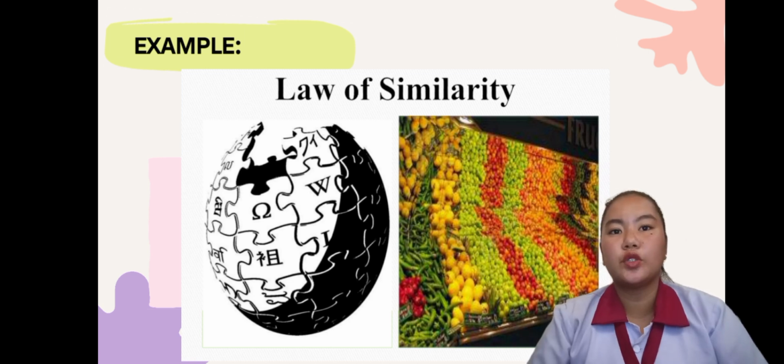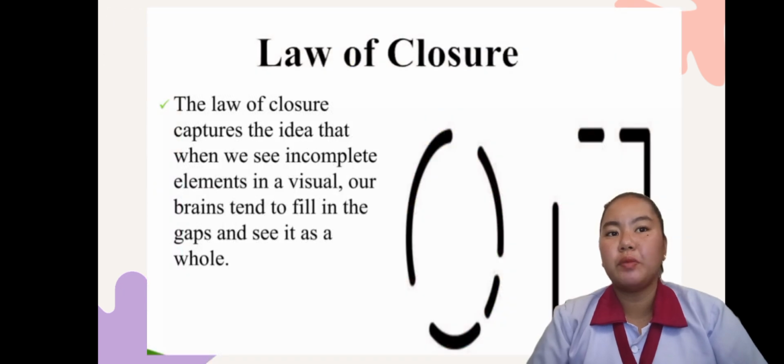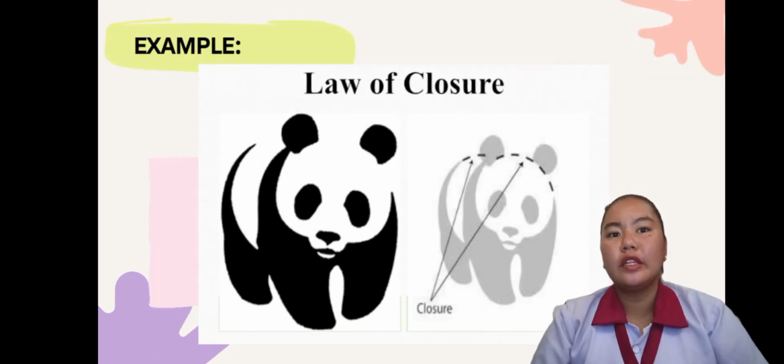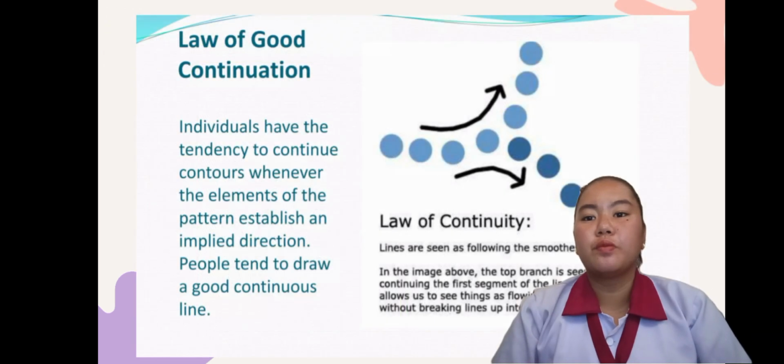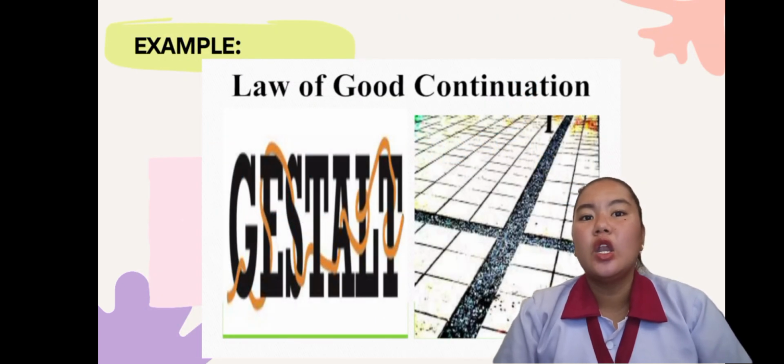Third is the law of closure. Even if a picture or shape is not complete, our mind fills in the missing parts to see a whole picture. For example, when the teacher draws a broken circle on the board, students still see it as a whole. The fourth one is the law of good continuation. We like to see things as smooth and connected, not as separate or broken lines. For example, when the teacher draws wavy lines, students see it as a long curve, not just small parts.